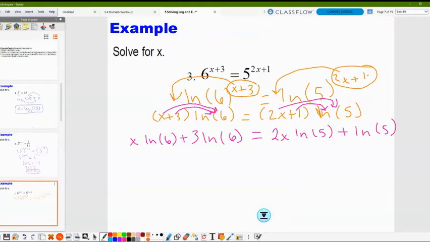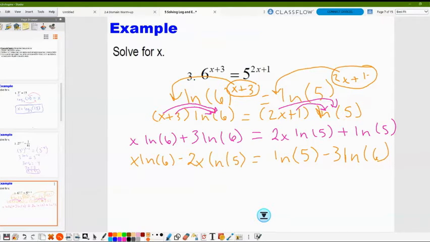Now, we saw this technique last unit when we were solving with our variables in more than one place. We want to bring everything with an x to the left side and everything without an x to the other side. So I've got x natural log of 6 minus 2x natural log of 5 equals natural log of 5 minus 3 natural log of 6.